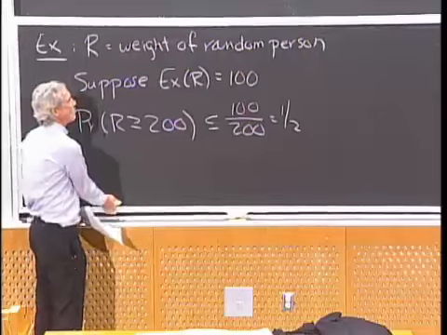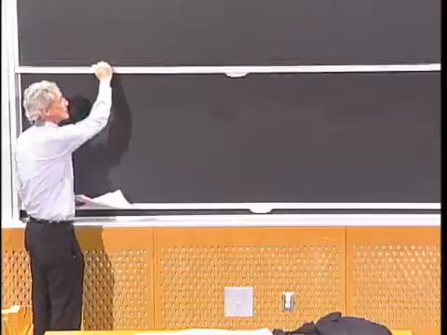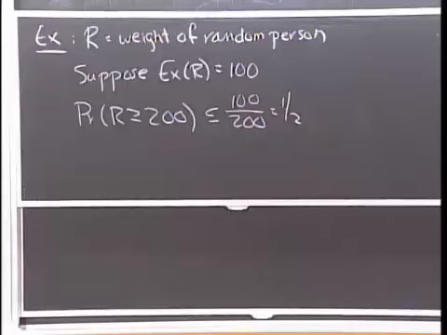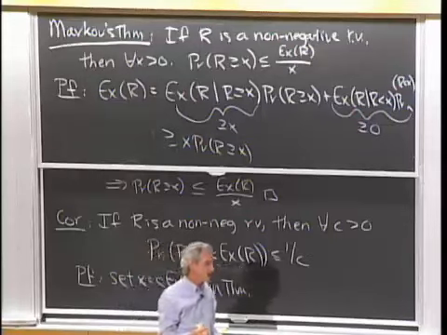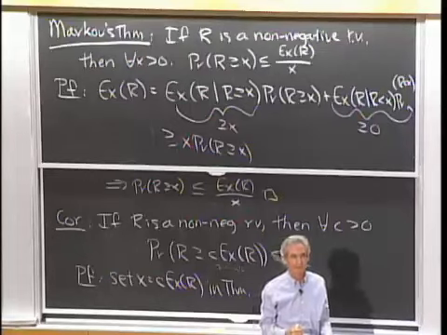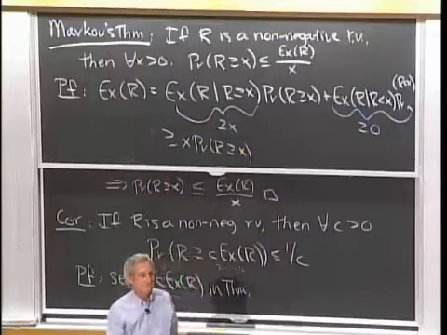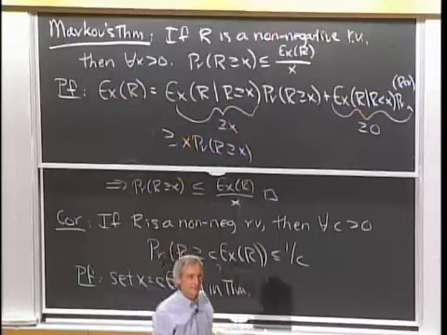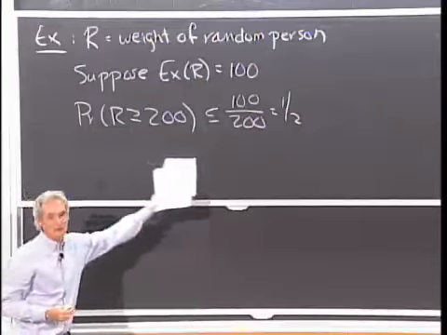So what fraction of the population can weigh at least 200 pounds? Slightly different question. Before, I asked: if I take a random person, what's the probability they weigh at least 200 pounds? Now I'm asking, what fraction of the population can weigh at least 200 pounds, if the average is 100? At most a half. In fact, it's the same answer.